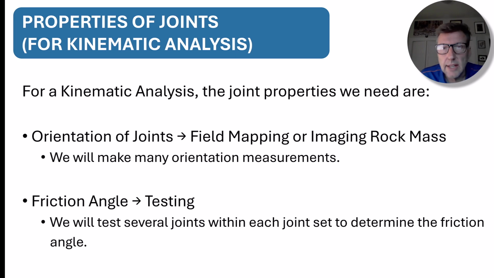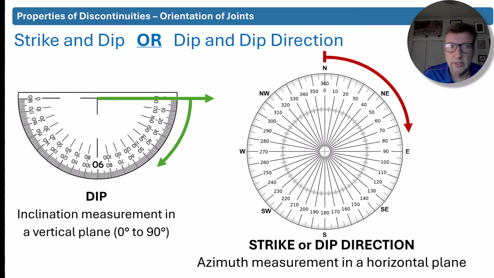First, let's talk about orientation. I think this is the most challenging aspect of kinematic analysis. Okay? Recall that joints are planar features, and they're going to have an orientation in three-dimensional space. We have two common methods to describe the orientation of joints.